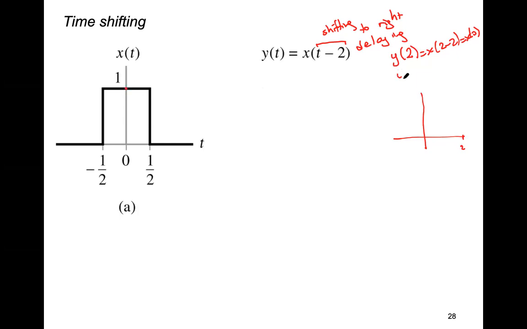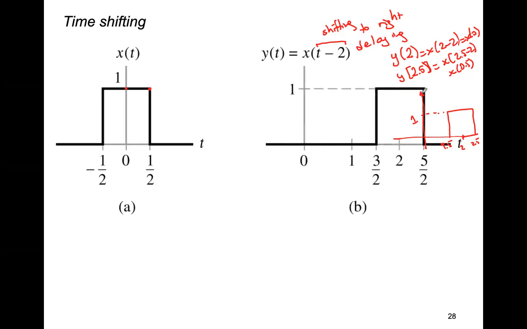Let's say y of 2.5 will be equal to x of 2.5 minus 2, which is x of 0.5, which is this value. Okay, so what will be my function like? Same signal, but now it will start from 1.5 and go up to 2.5. And my function value will not change at all. Okay, so I'm just shifting my signal to the right.